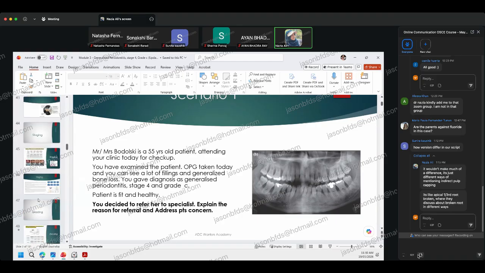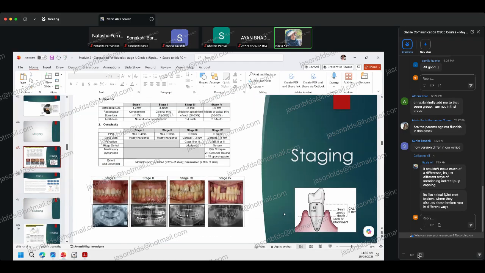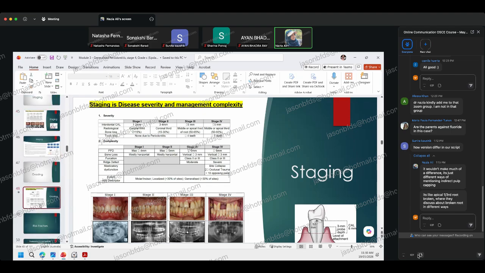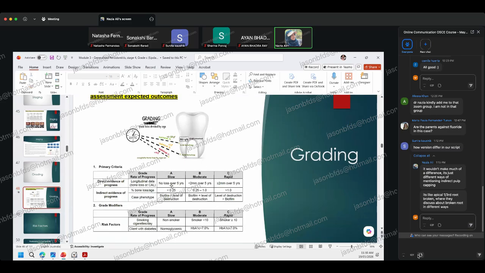So when we talk about staging, it only tells us about the severity, how severe it is, and how complex our treatment is going to be. But grading is more about was it slow, moderate, or rapid? And if you look at it, normally the timeline is 5 years. That's why, for normal patients, we repeat OPG every 5 years. So whether this gum disease was there for 20 years, or less than 5 years, how would I know? By asking questions.